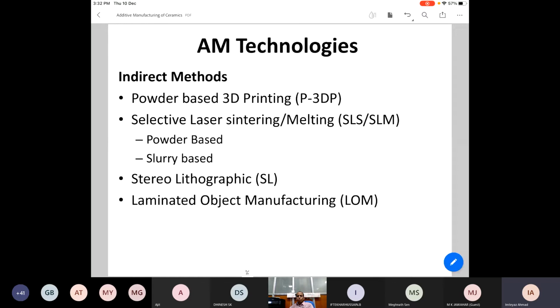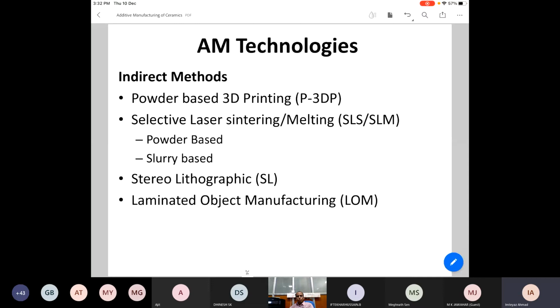Now, I will not go into all the processes, but I will just talk about broader processes, and all the other processes are probably some modifications of these few technologies. And also these technologies have more potential as far as the ceramics is concerned. So that's the reason why I have chosen a few of them.